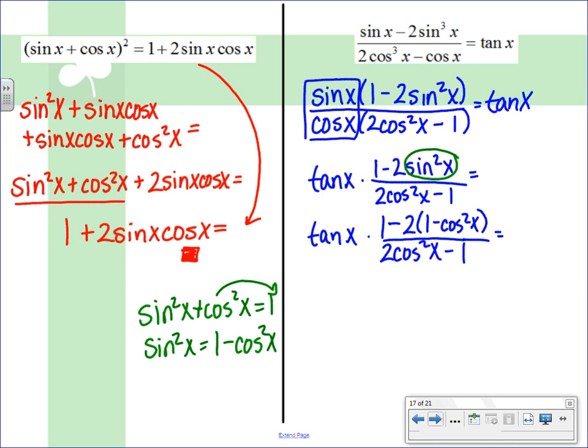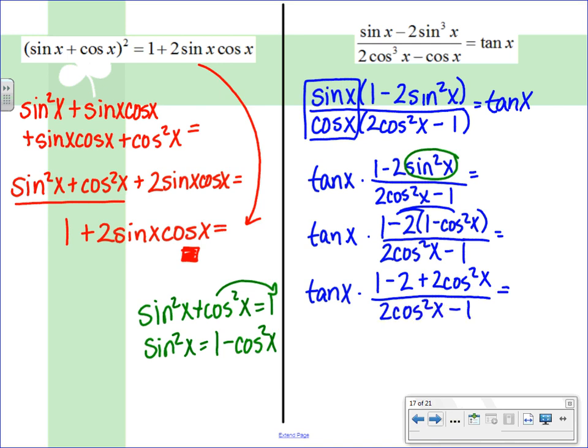I'm going to simplify. I need to take this negative 2 and distribute it in. So I have tangent times 1 minus 2 plus 2 cosine squared. Denominator is still the same. And now I have these like terms, 1 minus 2, which will give me negative 1 if I put those together. So now in my numerator, I have 2 cosine squared, and then that 1 minus 2 gives me minus 1. Denominator already is 2 cosine squared minus 1.